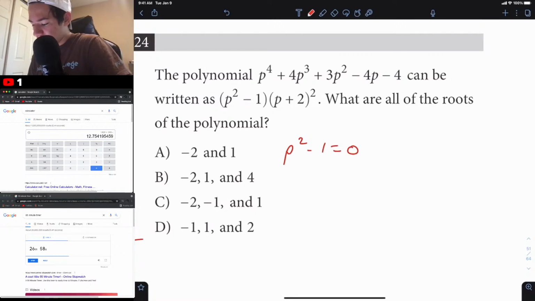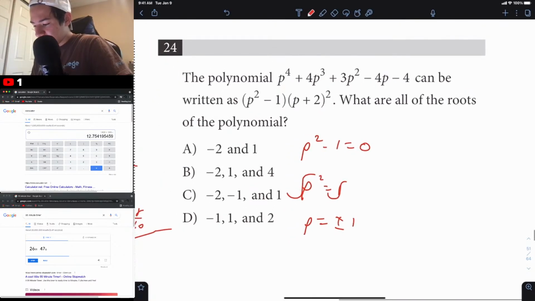So if we add 1 over, we get p squared equals 1. And then if we square root, we get p equals plus or minus 1. So I would say negative 1, 1, and negative 2.